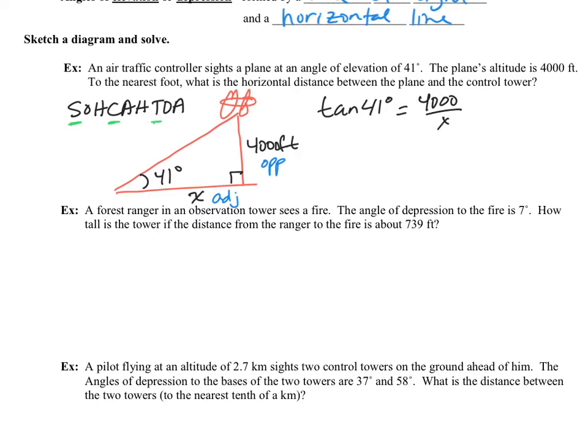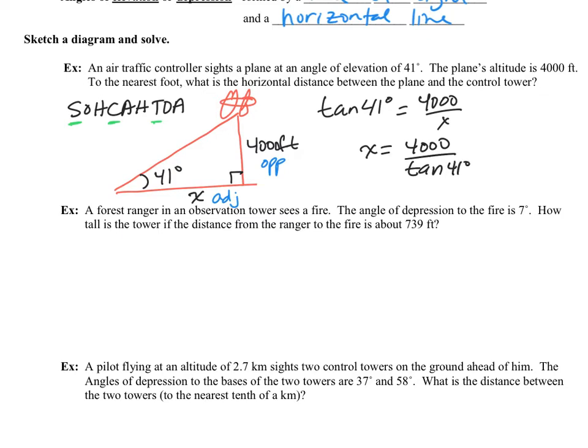Now you'll remember in class we talked about what to do when the variable is in the denominator. We can just take x and tangent 41, and those just switch places. One thing you could do is put tangent 41 over 1 and cross multiply, and you'd end up in the same place where x is equal to 4,000 divided by the tangent of a 41-degree angle.